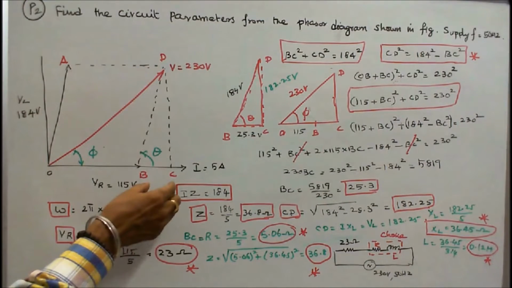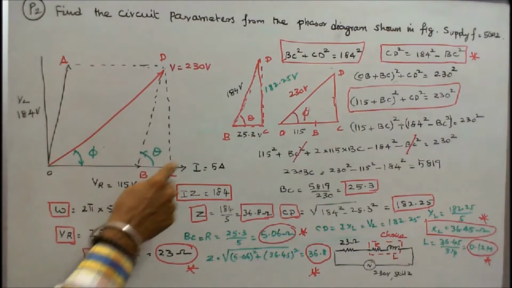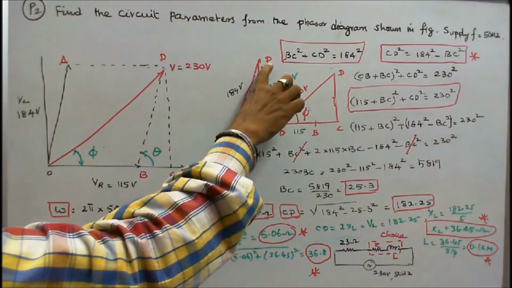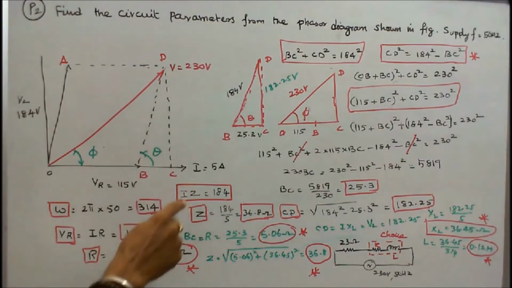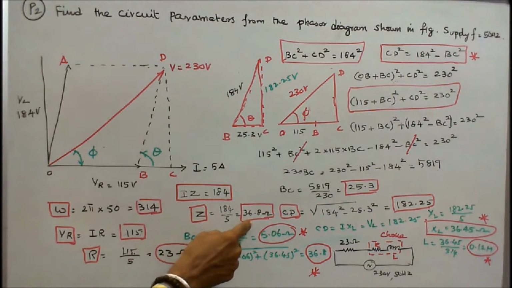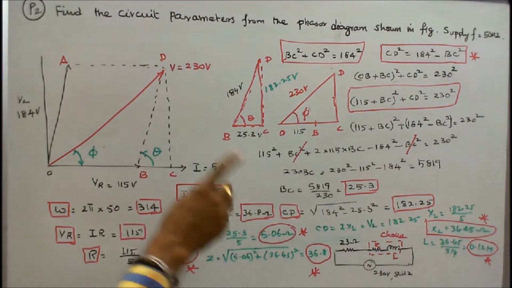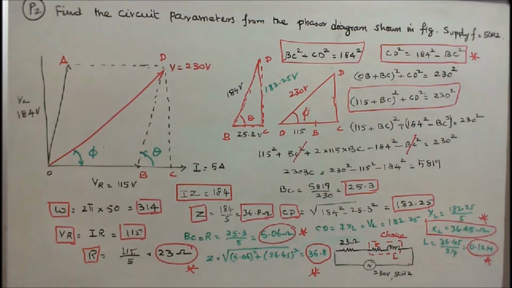I have to find BC and I have to find CD. In the triangle BCD here, BC square plus CD square is equal to 184 square. The 184 is OA, which is equal to BD. This is I into Z is equal to 184. Z is equal to 184 by 5, that is equal to 36.8 ohms. That is the impedance of the coil, 36.8 ohms. I have to find what is the resistance and what is the inductance of the choke.